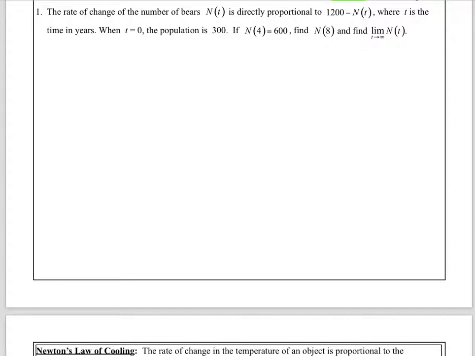Alright, so now we're going to set it up, and then we're going to solve it. And you're going to see that these type of problems are slightly different than what we've been dealing with, but you can handle it. Alright, it says the rate of change of number of bears, n of t, is directly proportional to 1200 minus n of t, where t is the time in years. When t equals 0, the population is 300. If n of 4 is 600, find n of 8, and find the limit as t approaches infinity of n of t.